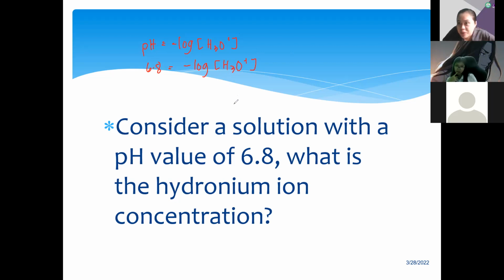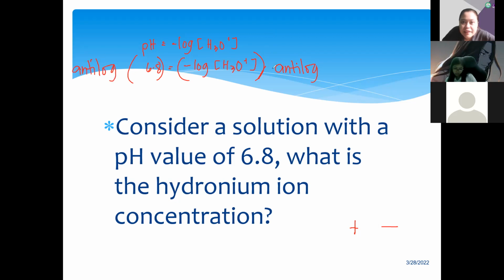Remember, when is the time that we are going to do transposition? If the operation is plus or minus, right? In mathematics, we do the transposition if it is addition or subtraction. But this is not addition or subtraction. This is actually multiplication. So what you will do here is, you have to do the anti-log.